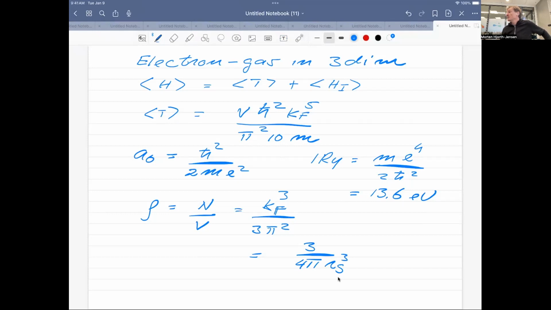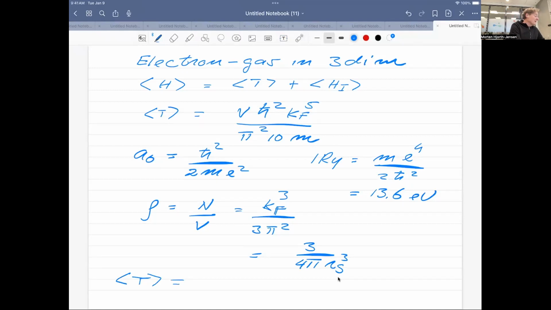So this Rs is a typical quantity which you will find in the literature when we express the energy of the electron here. So if I plug in these constants, I can rewrite the kinetic energy, and this will be part of the exercise next week, so that you just get some practice with doing this.